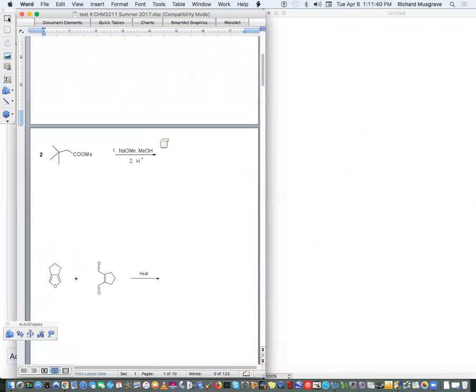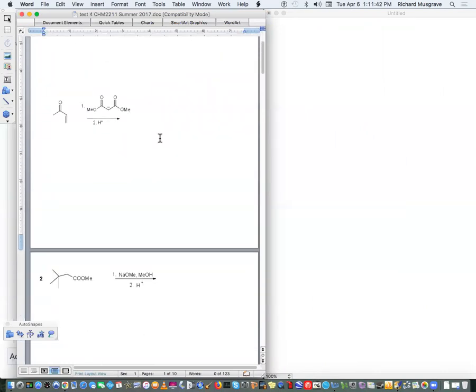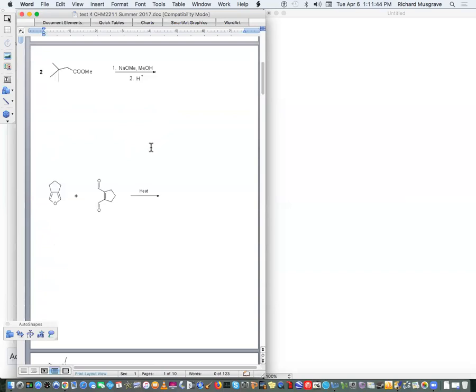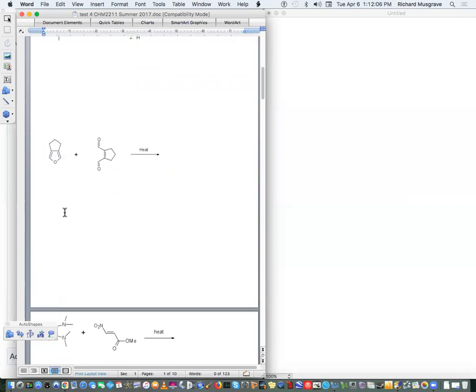All right, so let's see. So this, you'll notice. Okay, so what do you think? Is this going to be one that needs a 3D structure, or do you think it's one that needs a 2D structure? So what you do is you look at the diene, and you can see the diene is part of a ring. So this one's going to need to be 3D.